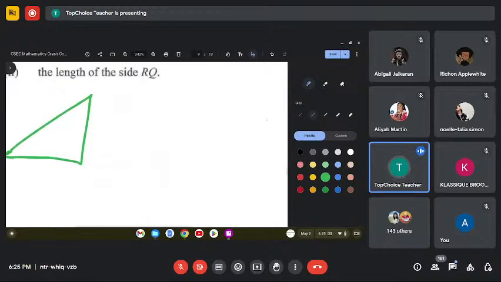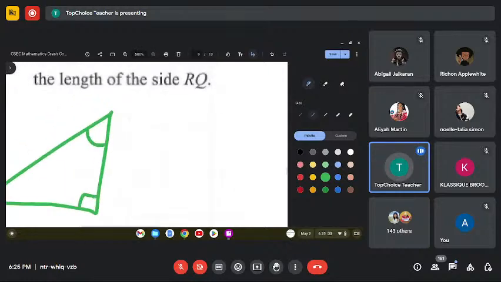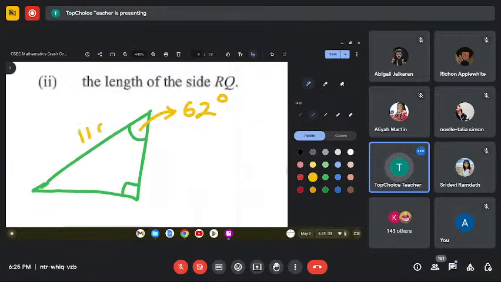Something like that. This is our right angle. This angle here was given to us as how many degrees? 62. So I'll just put 62 degrees. Right, I just drew an arrow and wrote 62 here because I can't make it fit. And this side was given to us as 11 centimeters, I believe.